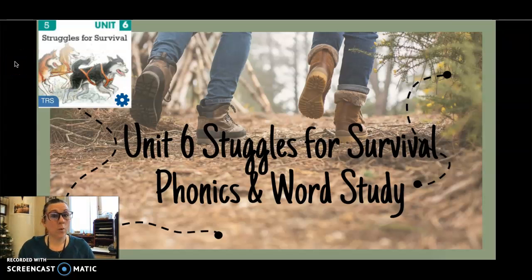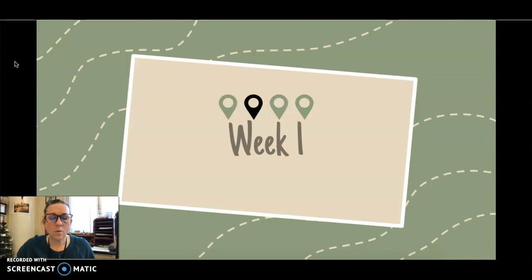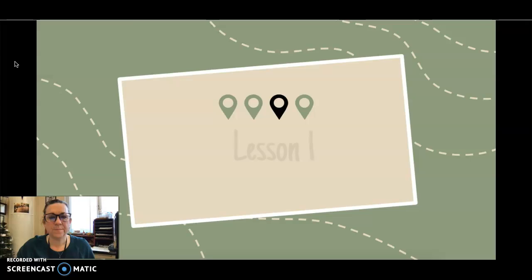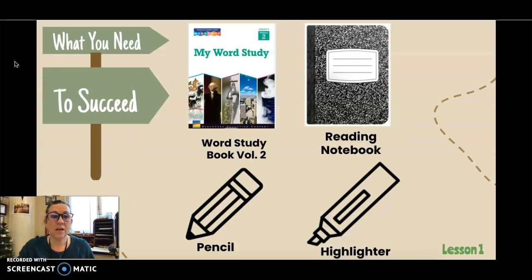So today we are starting Unit 6, Struggles for Survival, Phonics and Word Study. It looks like this. We're going to start week 1 today, lesson 1. What you need to succeed is your word study. So again, find it, dust it off. You need your reading notebook, a pencil, and a highlighter. So if you need to pause here, go ahead and do that to grab those items, and then we'll get started.